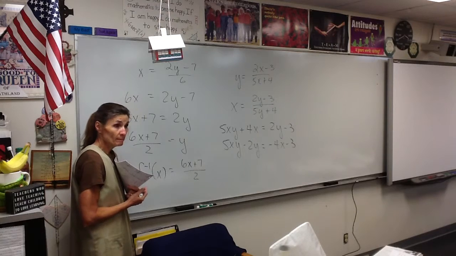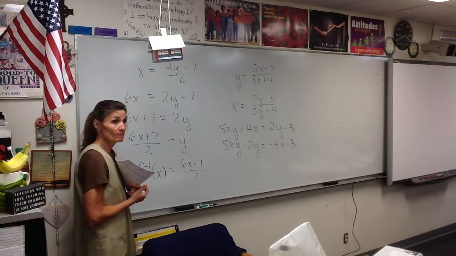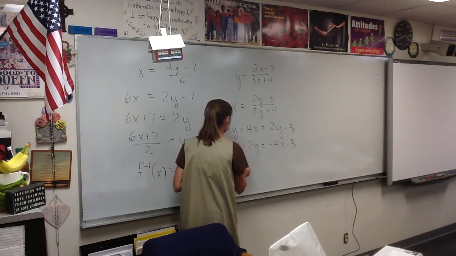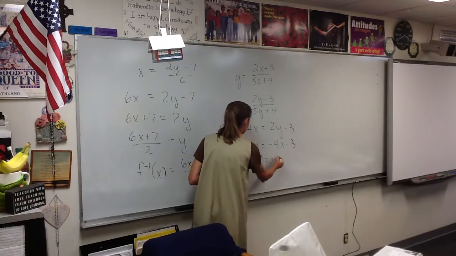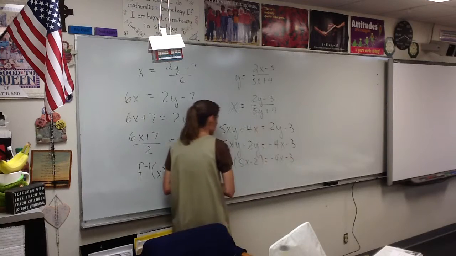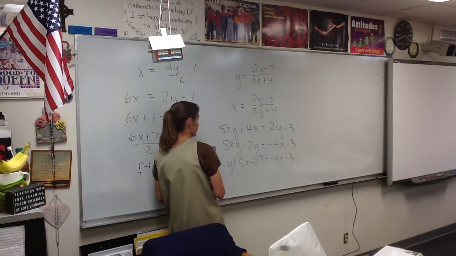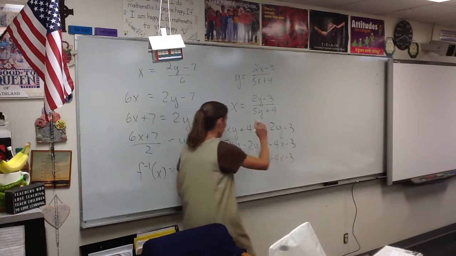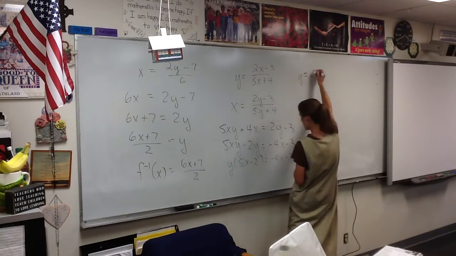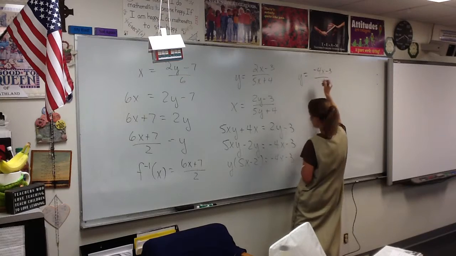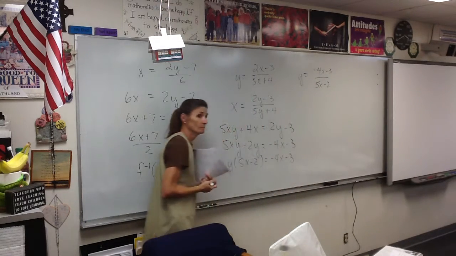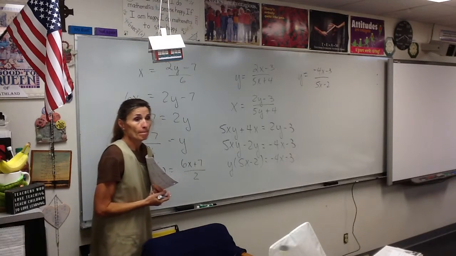And then what? Because we're solving for y, remember? Dan? Take out the y. Take out the y. And then your last step? Divide. Yeah. So y equals (negative 4x minus 3) over (5x minus 2). You can never divide by a variable, right?